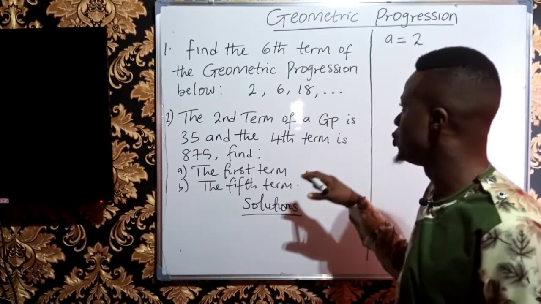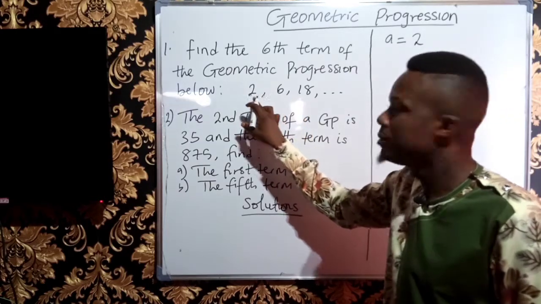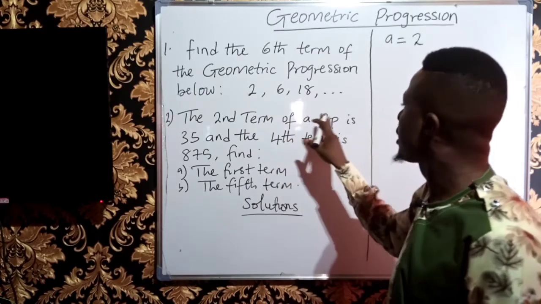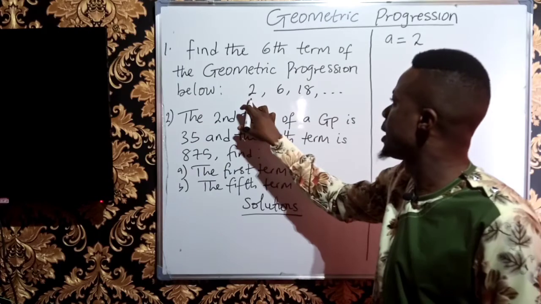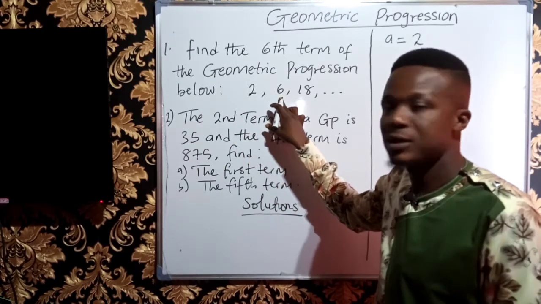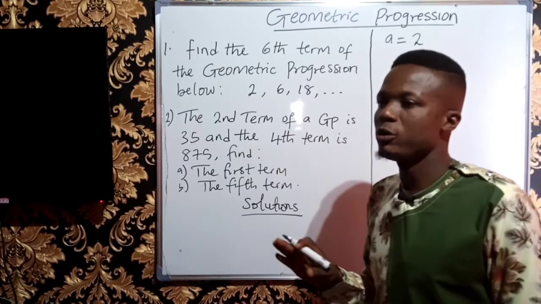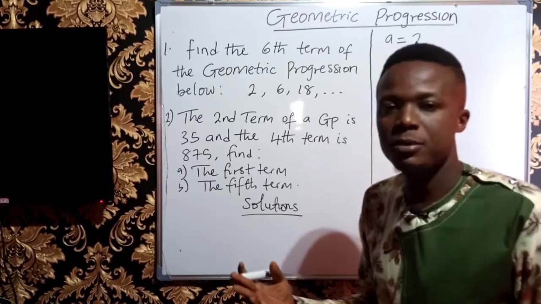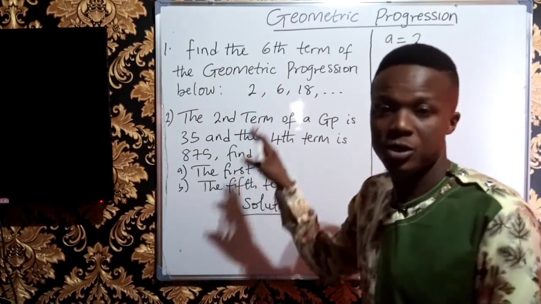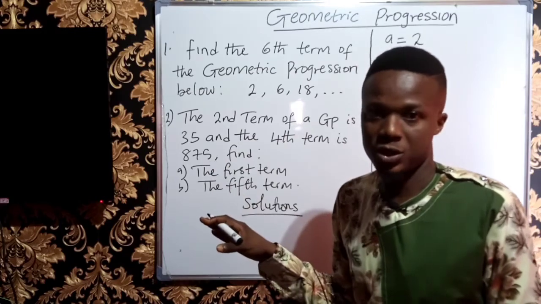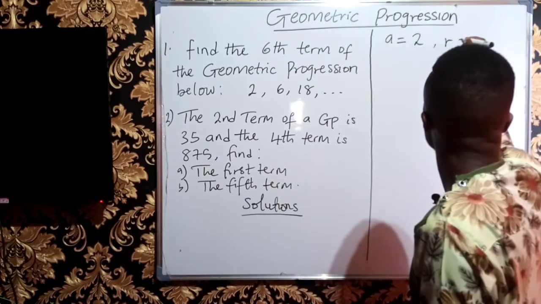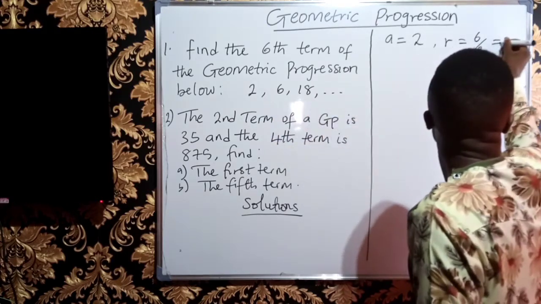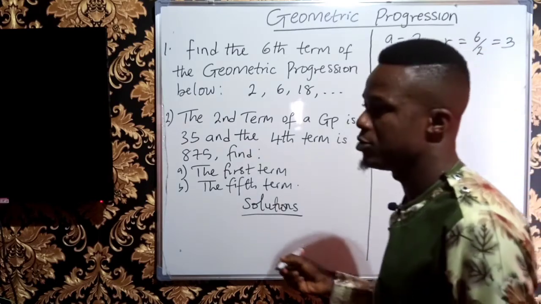So to get your common ratio, you divide the second term by the first term or the third term by the second term. That is how to get the common ratio. But if you look here very well, you understand that 3 multiplied by 2 will give us 6, and 6 multiplied by 3 will give us 18. So you will notice here that the common ratio is 3, because successive terms are obtained by multiplying by a constant number or ratio known as the common ratio, which is 3. So you can say that your common ratio R implies 6 over 2, or you say 18 over 6. No matter the one you take, you must get 3 as your common ratio.